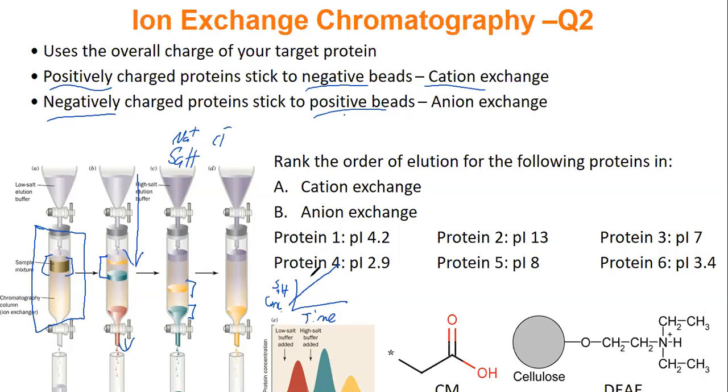So to better understand how this works, I have 6 proteins here. And I want you to tell me, if we have a cation exchange, what order will these proteins come out of the column? If we have anion exchange, what order will these proteins come out of the column?